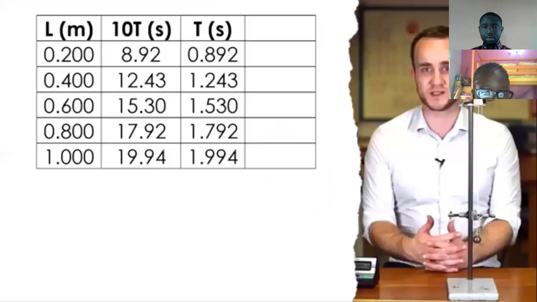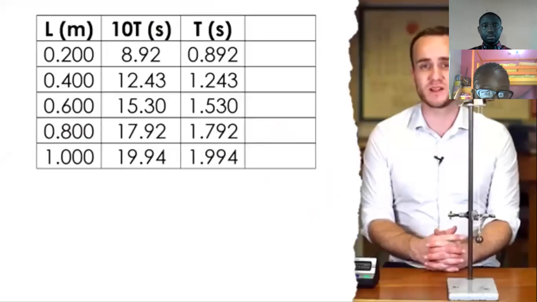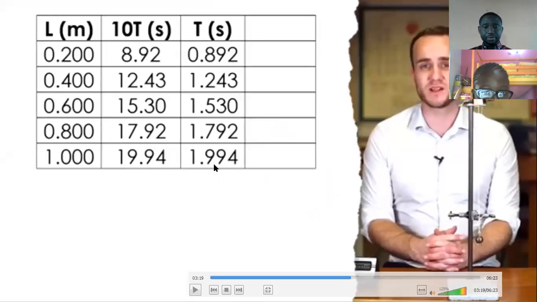I then want to change the length and do the same again. So here are my time periods for all my different lengths. I've just gone 20 centimeters, 40, 60, 80, 100. Now the equation, like we said. Okay, look at this now. The length, look at what happened here now.